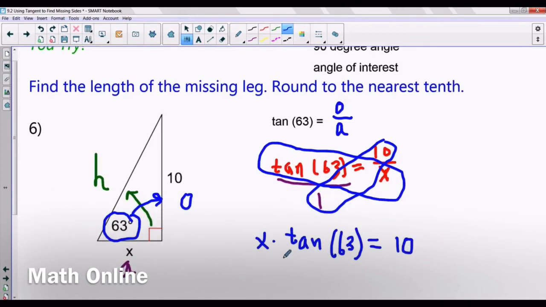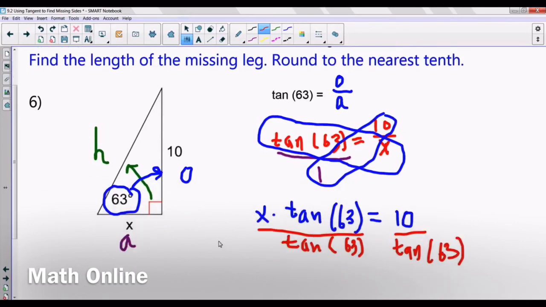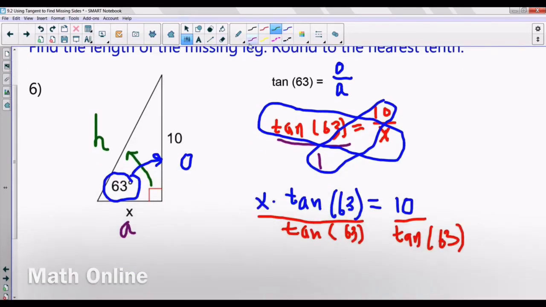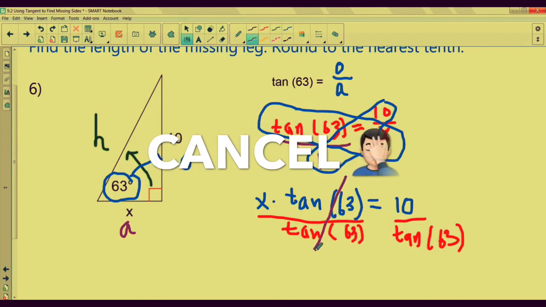So now we have a nice and simple equation that we need to solve. We need to isolate x. We need to leave x by itself. So we do the opposite of what the operation is. In this case, the operation is multiplication, and the opposite of multiplication is division. So we're going to divide by tangent of 63 degrees. And what you do to one side, you have to do to the other side. You have to be fair. So tangent of 63 degrees. There it is. And remember, a number over itself is just 1, right? So this doesn't cross out, it becomes 1.